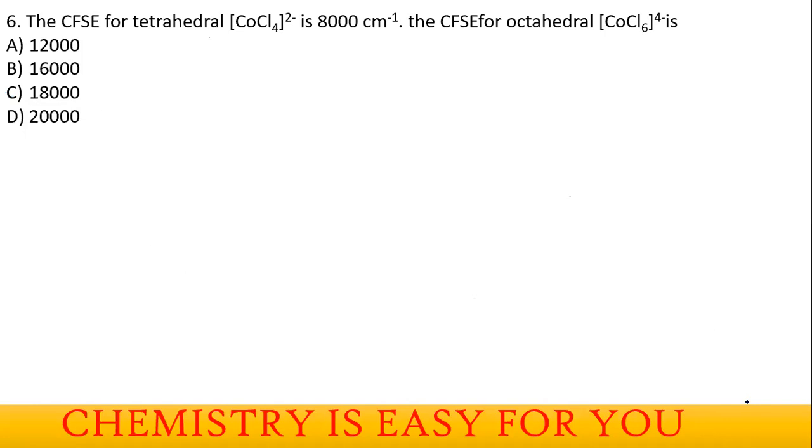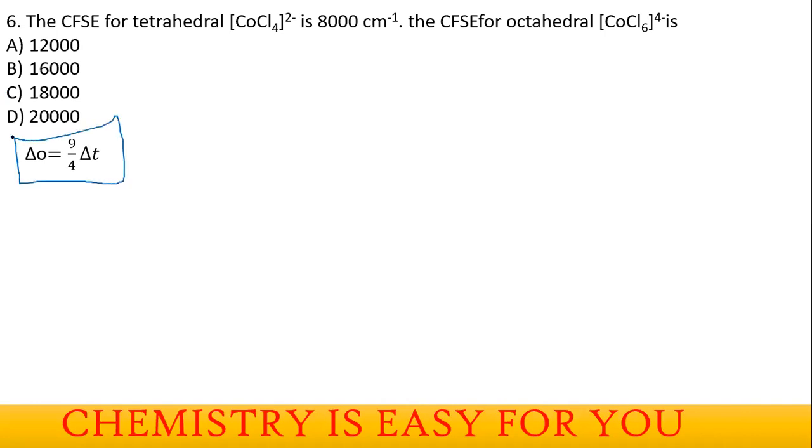Now towards the sixth question. In the sixth question, the CFSE for tetrahedral CoCl4 2- is given as 8000 per centimeter. The CFSE for octahedral CoCl6 4- should be there. So the answer would be definitely in per centimeter. Let's take a look at the equation. So the equation is delta O equal to 9/4 delta T, or we can also write delta T is equal to 4/9 delta O. So this is the equation that we are using.